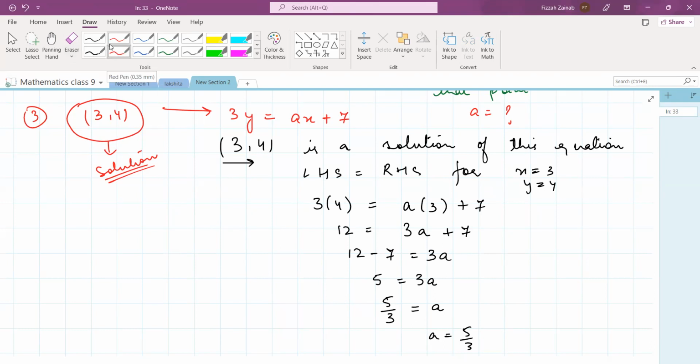Similarly, the chapter number 1, real numbers, it's again repeated in your class 10th. So just be in touch with the chapter till end of the 9th class. And similarly, this chapter, linear equations, will be carried forward in 10th class also.